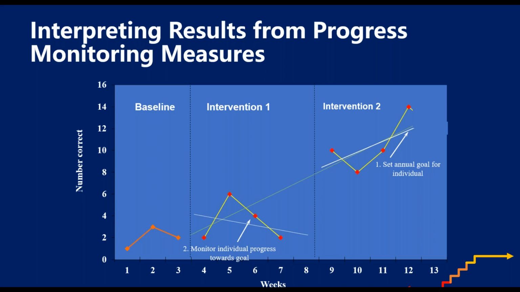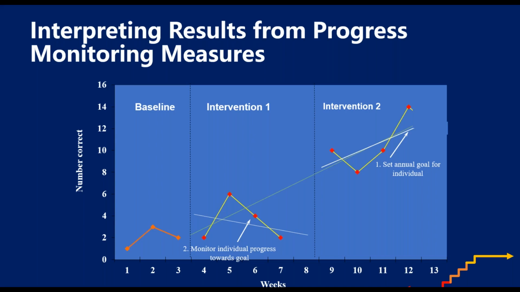So if we compare that trend to that green goal line in intervention 1, we see that the student is definitely not on track to meet that goal. In fact, they're going down, which tells us that that intervention was not effective and an instructional change was necessary, which was implemented for this student. So that would be intervention 2.